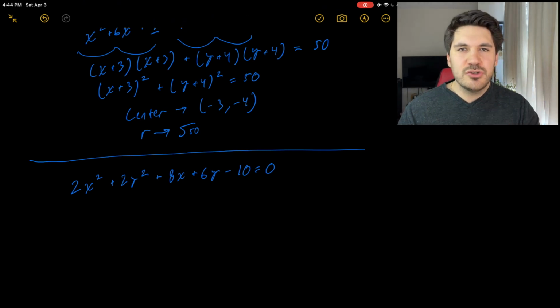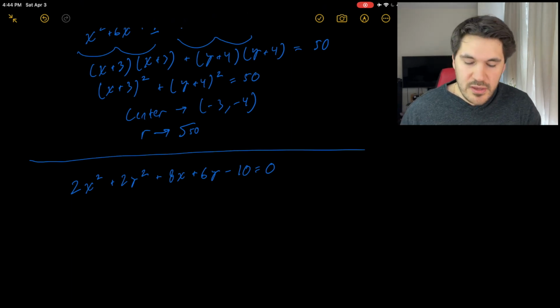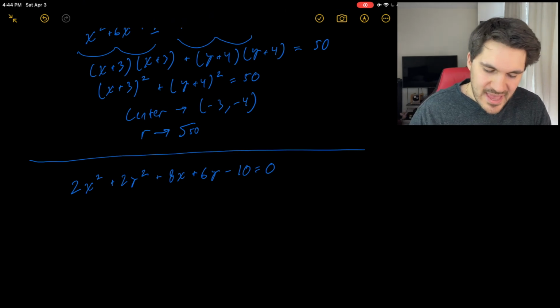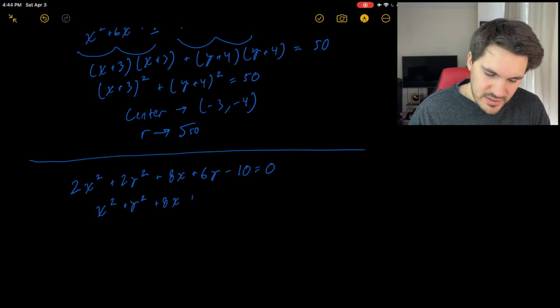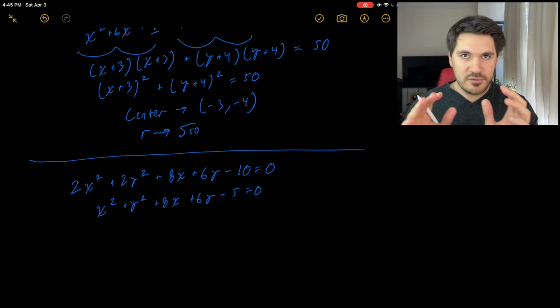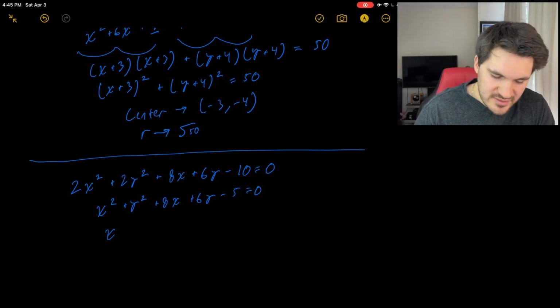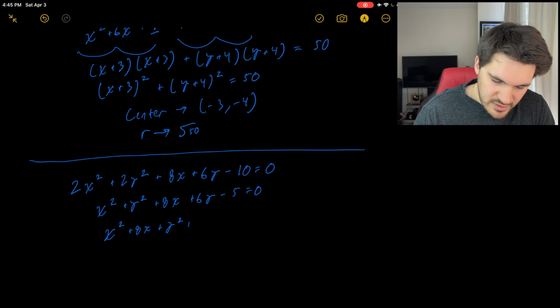So the first thing we need to do is we need to divide everything by that coefficient. If it were 4x squared and 4y squared, we divide everything by 4. In this case, it's 2, so we divide everything by 2. That's it. So divide everything by 2. That gets us x squared plus y squared plus 8x plus 6y minus 5 equals 0. Now, we combine all the x terms together and the y terms together, and we bring the constant over to the right side. So we would get x squared plus 8x plus y squared plus 6y equals 5.